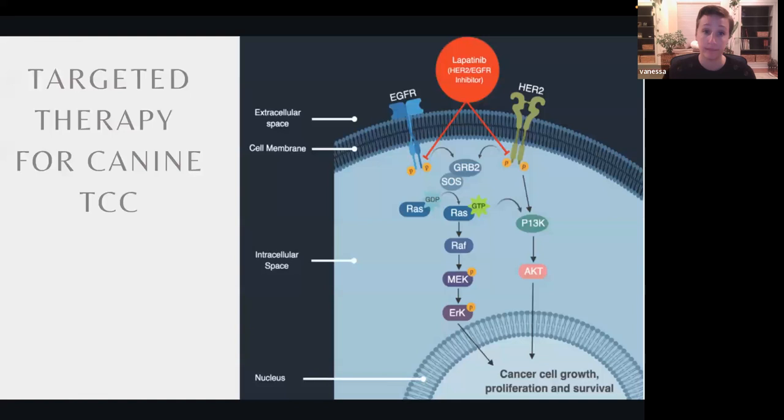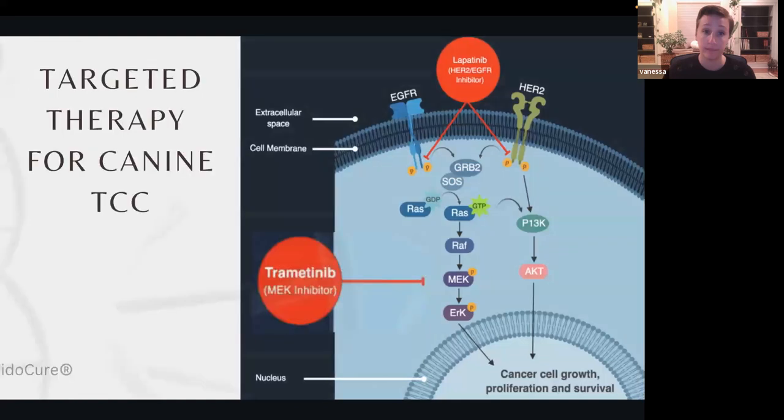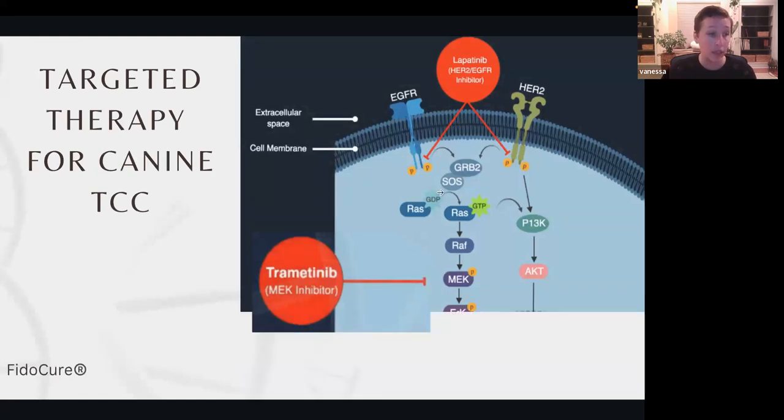When you use both of them, you get a much better effect. You get a synergism. So lapatinib is going to block these two receptors up here, which again are upregulated in TCC cells. Trametinib is going to block this pathway down here. So these are two oral medications that you can use in private practice to treat your TCC patients.